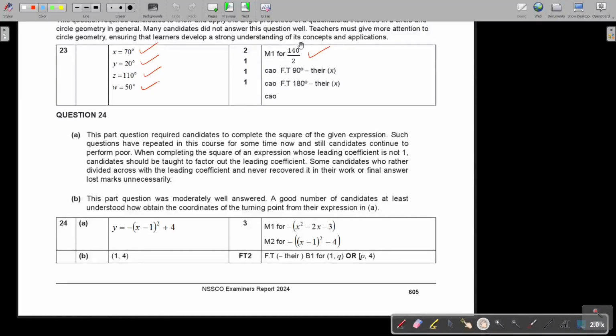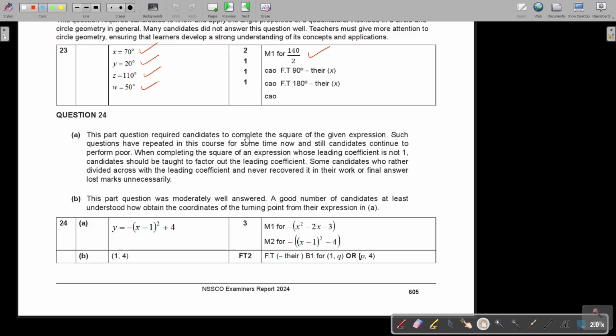Okay, so on the exam report, question 24, this part questions require candidates to complete the square of the given expression. Such questions have repeated in the course for some time now, and still candidates continue to perform poorly. When completing the square of an expression whose leading coefficient is not 1, candidates should be taught to factor out the leading coefficient. So take out the highest common factor.